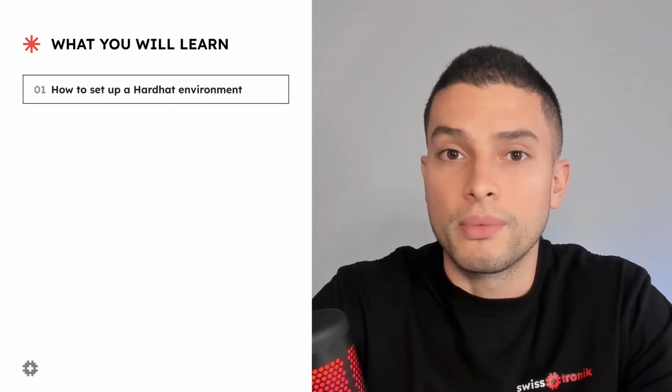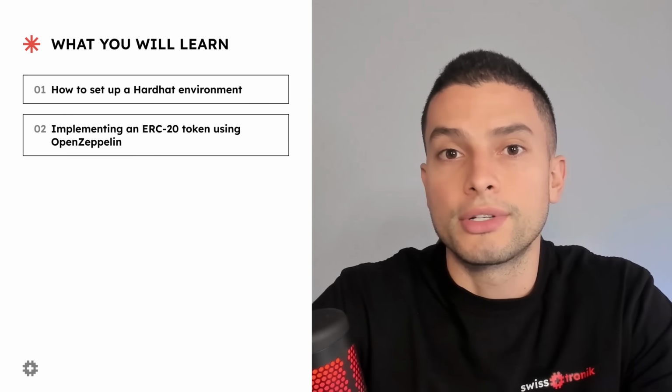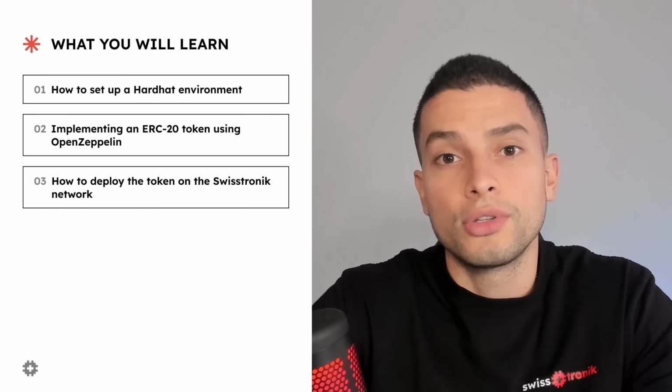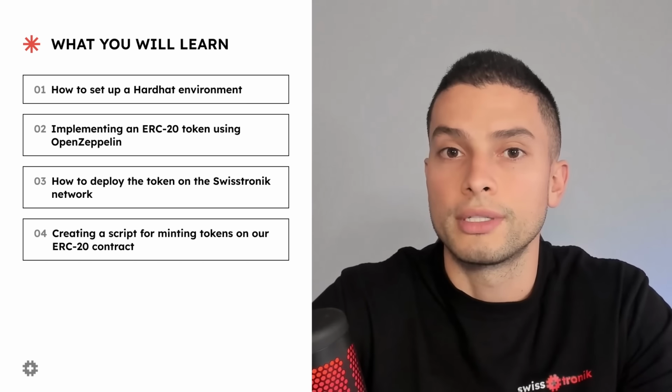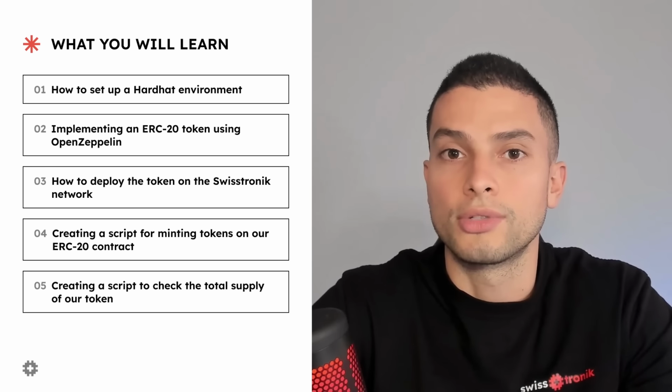In the first one, we are going to set up our Hardhat environment. In the second one, we are going to implement the ERC20 token using Zeppelin wizard. In the third one, we are going to create a script to deploy the ERC20 contract in the Swisstronik network. In the fourth one, we are going to create a script to mint tokens in our contract. And in the fifth one, we are going to create a script to check the total supply of our token.